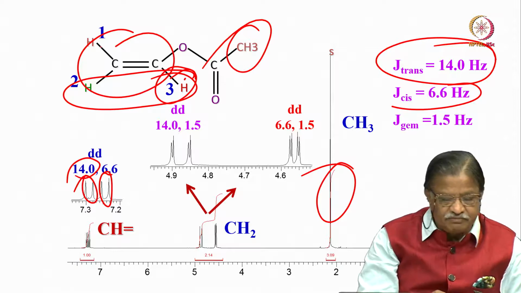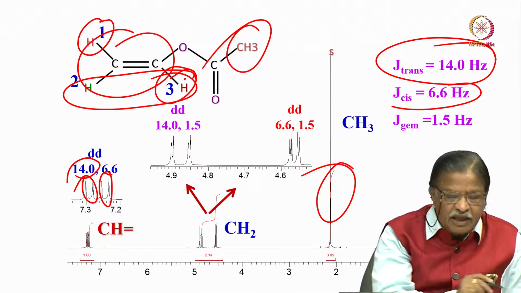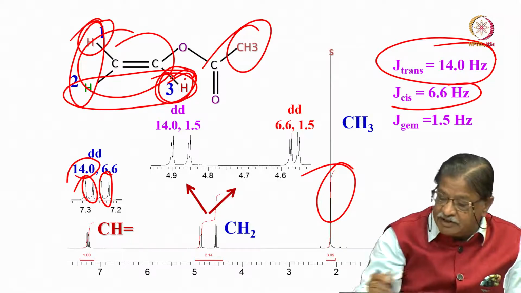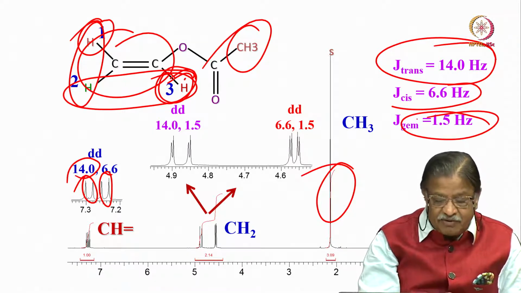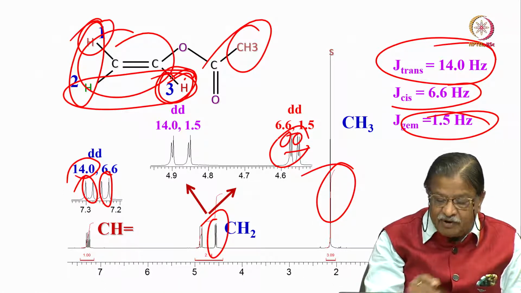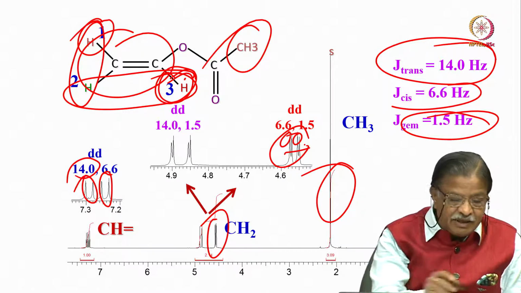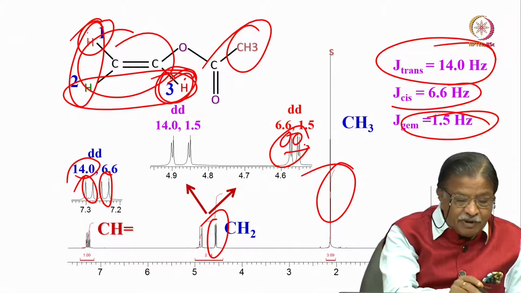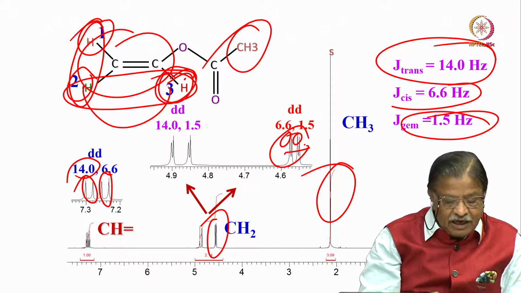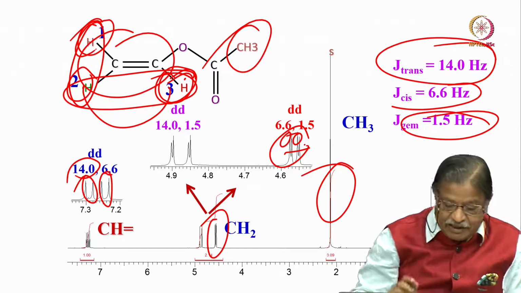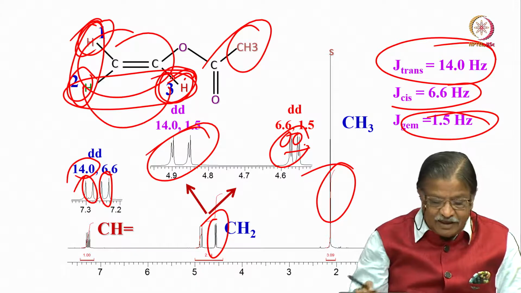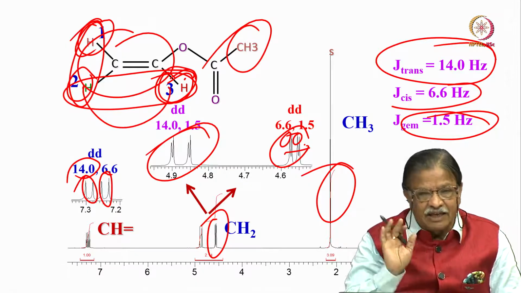Now the remaining two. What about this proton? This proton experiences a trans coupling with this and a geminal coupling with this. Geminal coupling is very small. Where is it? We can see. This is the only possibility here. Large coupling and a small coupling of 1.5 hertz. So this has to be this proton. And what about this proton? This proton experiences the cis coupling here. At the same time, it experiences the geminal coupling with this. That is this. So very easily you can start analyzing everything.